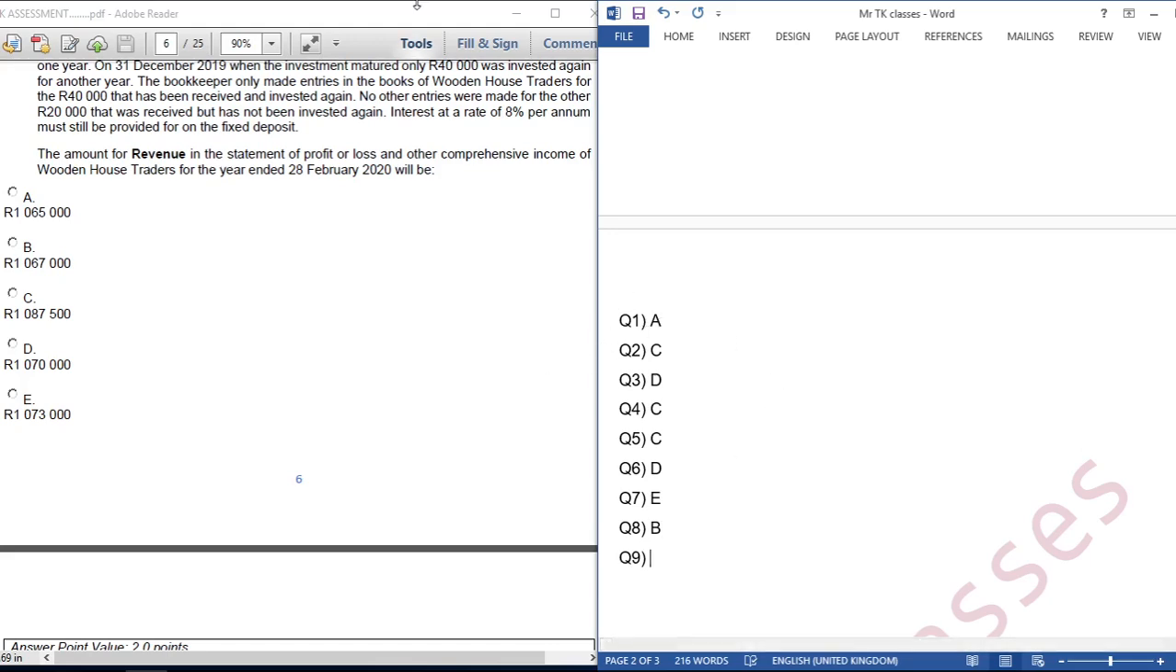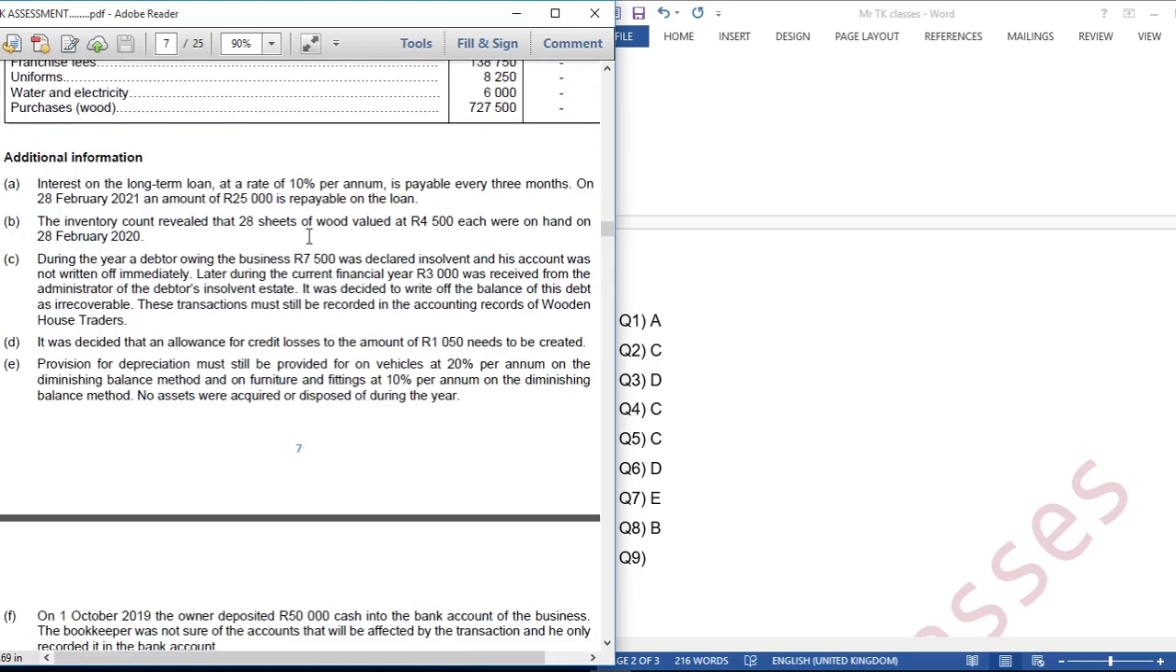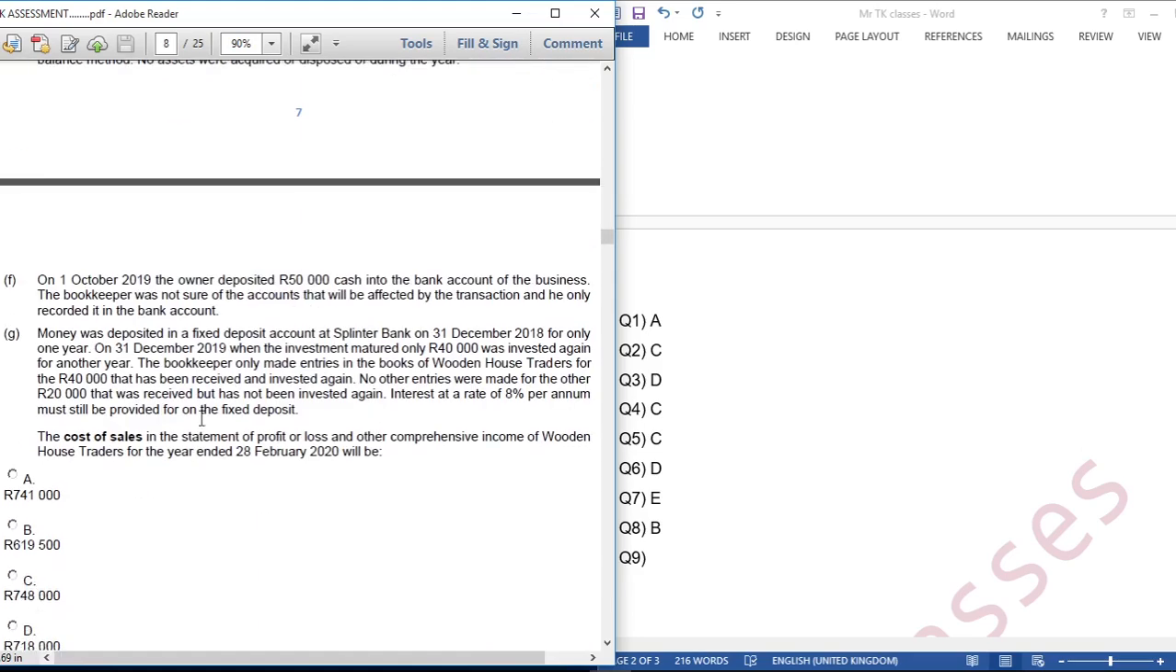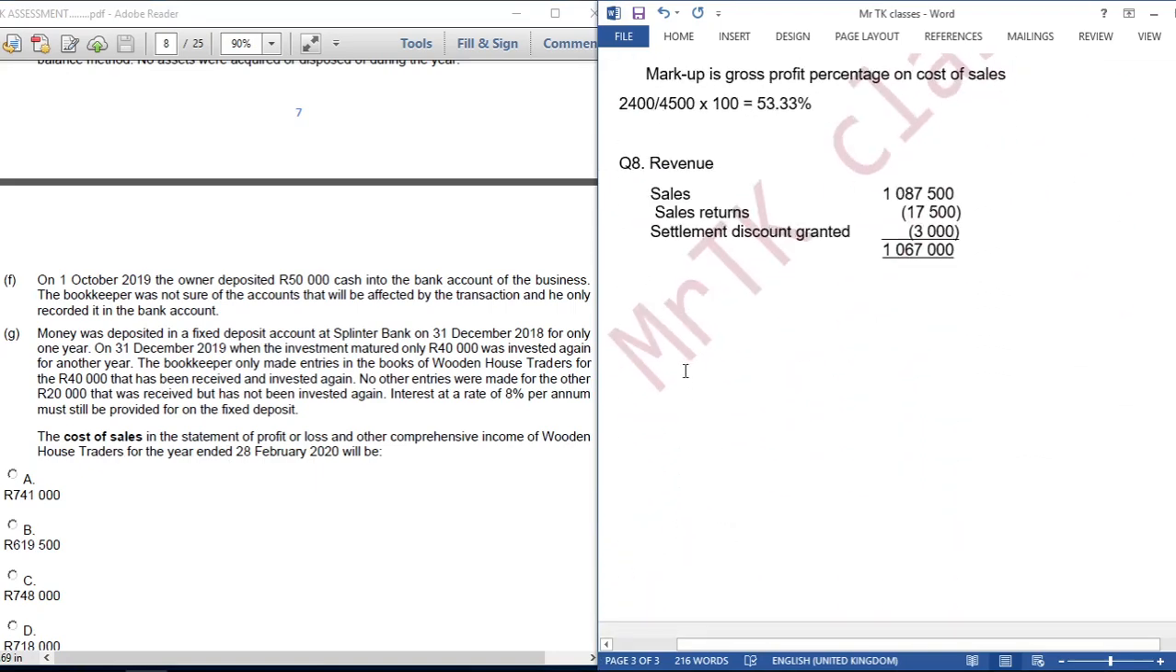All right, question 9, we are going to say the following information pertains to wooden house traders. I think it's the very same information. The cost of sales in the statement of profit and loss and other comprehensive income of wooden house traders for the year ended February 2020 will be. All right, so now we are calculating the cost of sales.